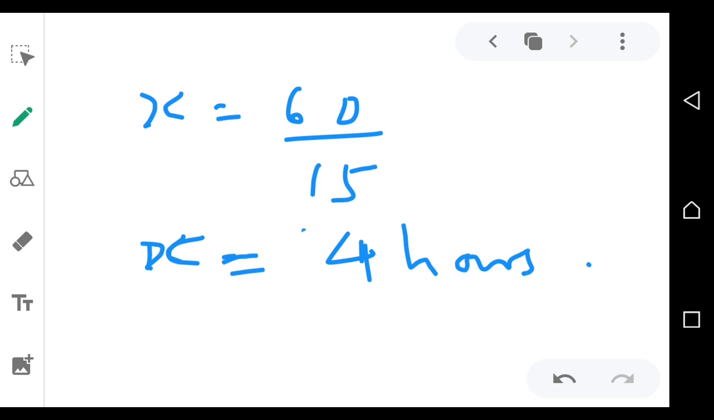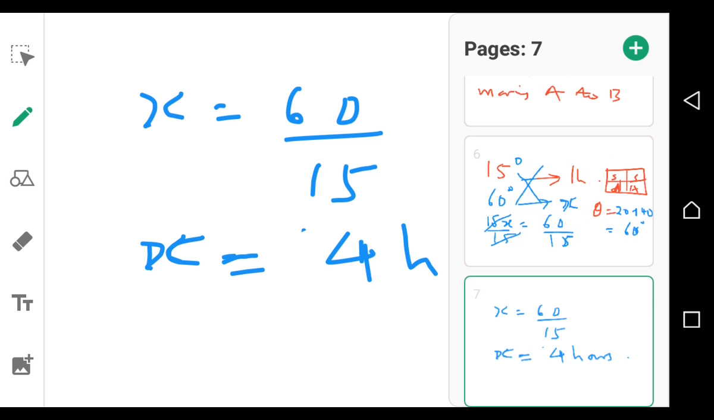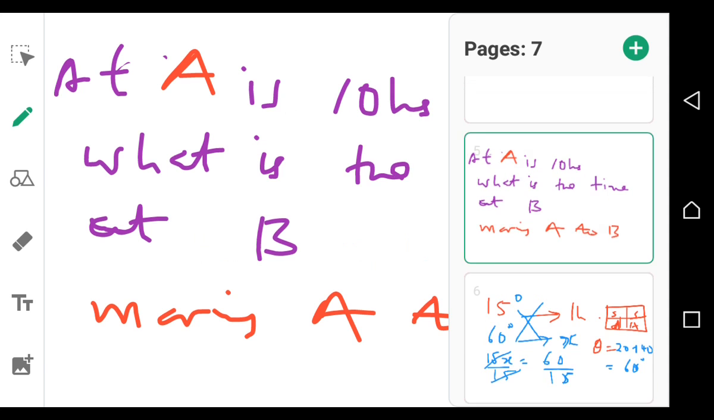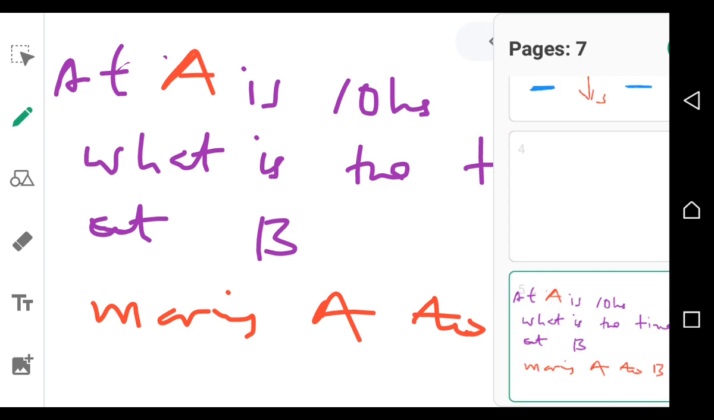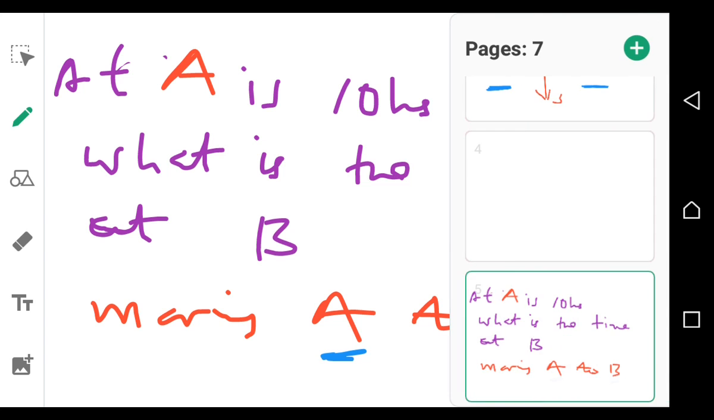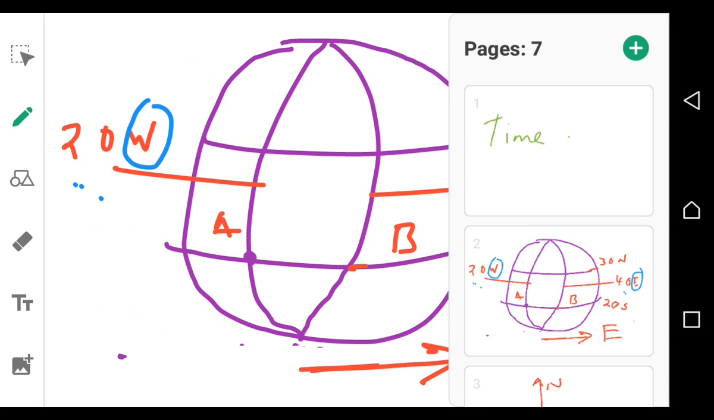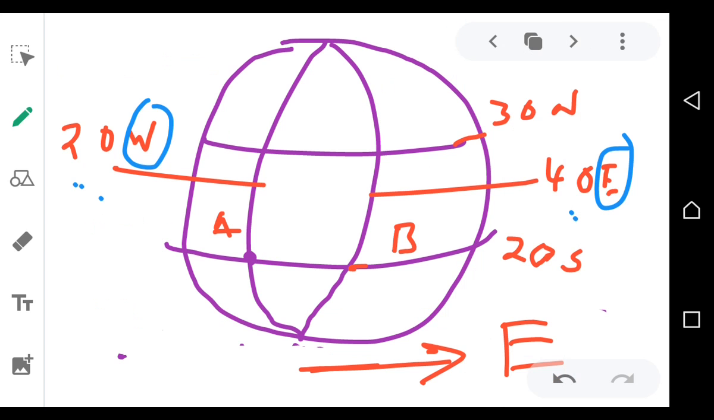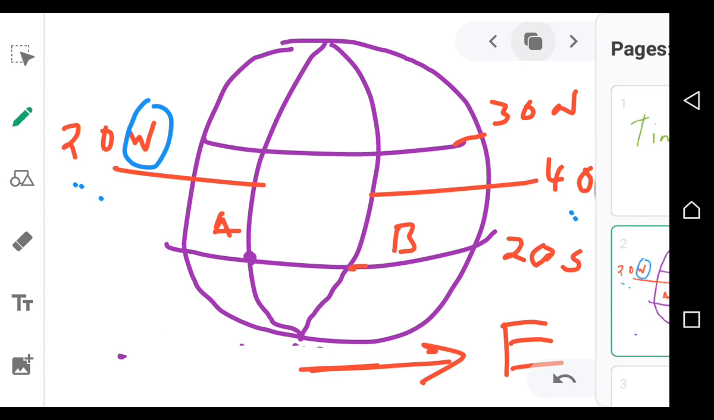Now the question is, which direction was I moving? I'm moving from point A. According to the question, at A is 10 hours. What's the time at B? So I'm moving from A going to B. So which direction? Am I moving to the positive side or the negative side? I'm moving from A to B, so it means I'm moving to the east side, which is positive on the number line. So it means I have to add 4 hours.